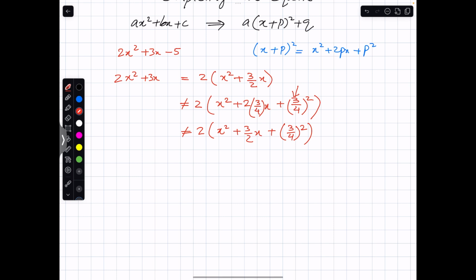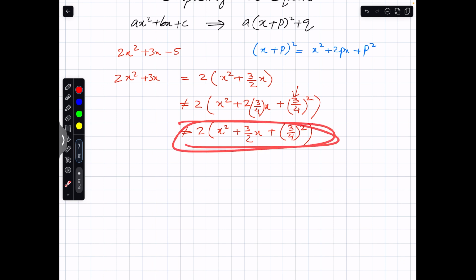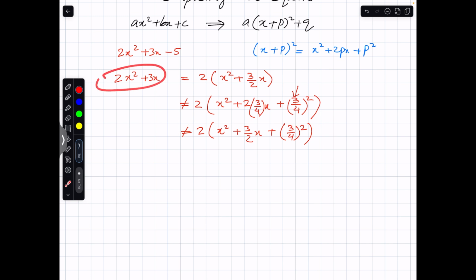So now we have to subtract this extra term, since we have added this. We want the right hand side to equal the left hand side. So in order to equate this, we need to subtract 2 times this, since this is inside the bracket and it's multiplied by 2. So we can say that this will be minus 2 times (3 divided by 4) square.